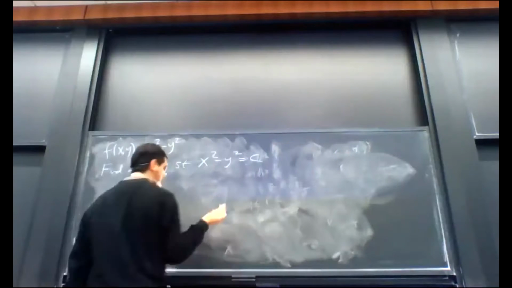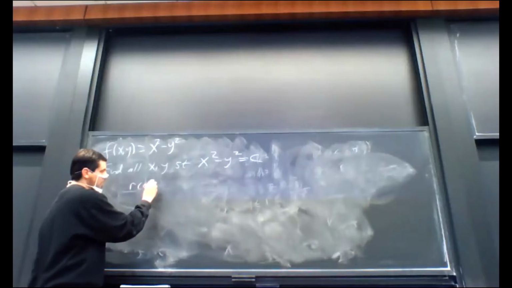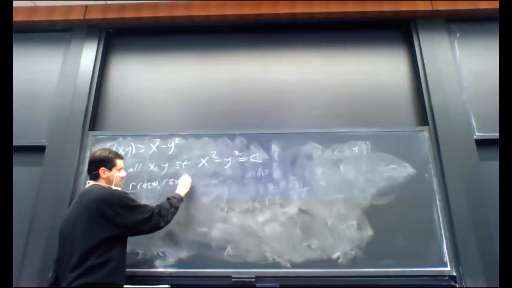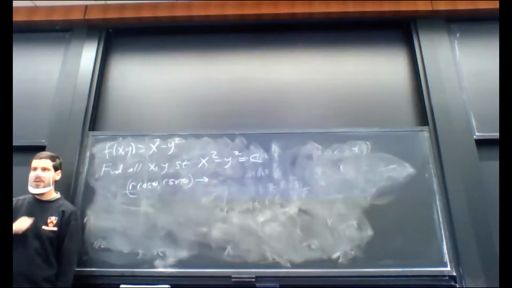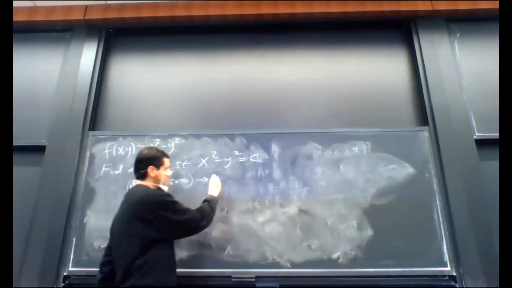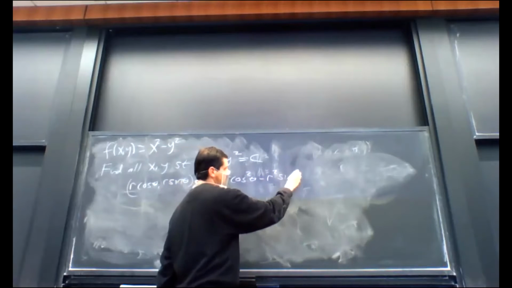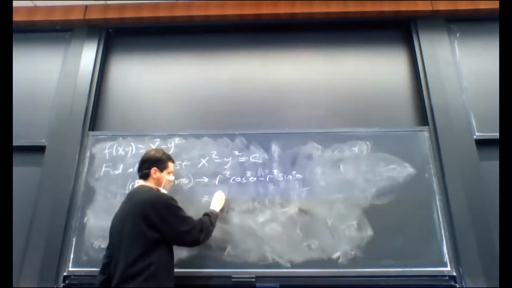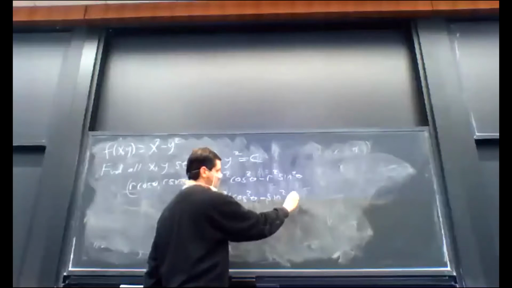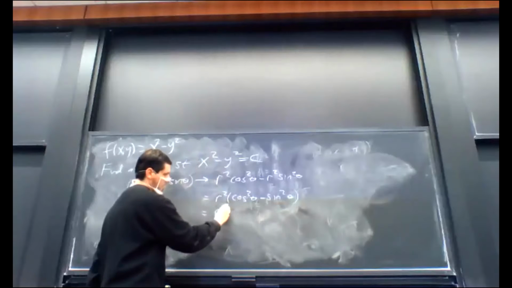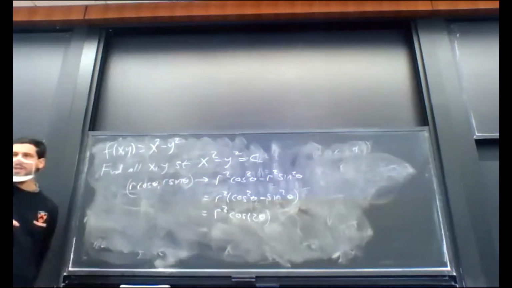So if it's just a function of x squared plus y squared, then whenever I put in r cosine theta and r sine theta, I should get the same value no matter what theta I put in. If I put that in here, I'll get r squared cosine squared theta minus r squared sine squared theta. So that's r squared times (cosine squared theta minus sine squared theta), or r squared cosine 2 theta, if you happen to remember your angle formulas.